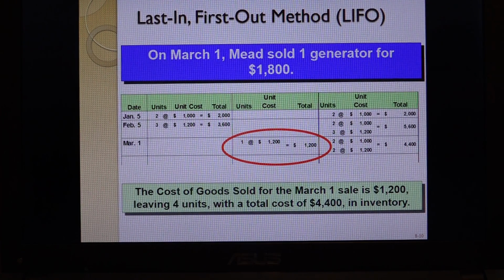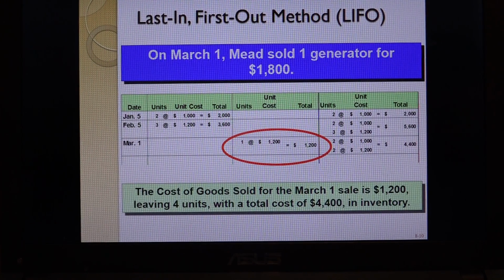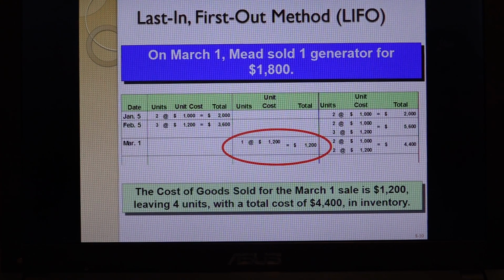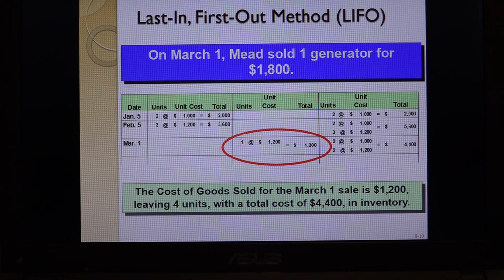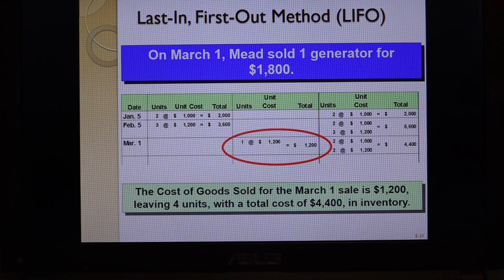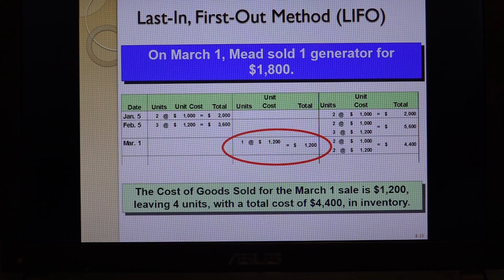So why would you want to use LIFO? Well, again, the argument is that it better matches the most recent sale with the most recent purchase. I don't know how good of an argument that is, but from a practical, operational standpoint, what it does is lower your gross profit if you use LIFO when compared with the other cost flow assumptions. If you lower your gross profit, you're going to lower your net income, which, by the way, lowers your tax liability, which helps your cash flow.